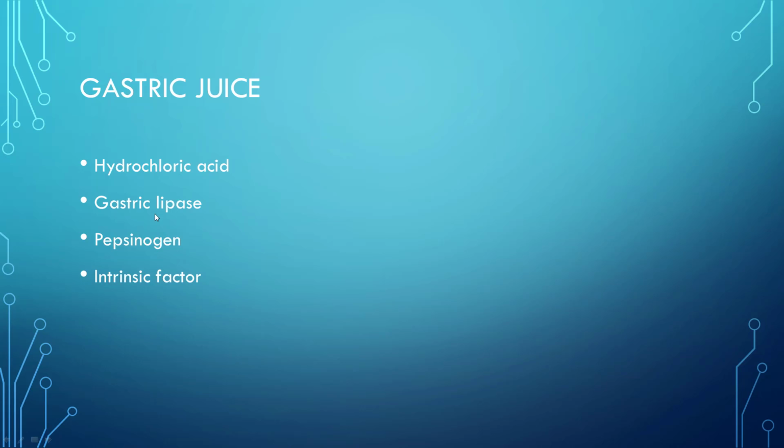Gastric lipase. If you see lipe, I want you to think lipids. I want you to think fats. So lipase is an enzyme that helps to break down fats. Pepsinogen will get converted to an active form called pepsin. Pepsin breaks down protein. So if you can remember that P and P connection. So again, pepsinogen, protein. And then we have something called intrinsic factor. Intrinsic factor helps with the absorption of vitamin B12.